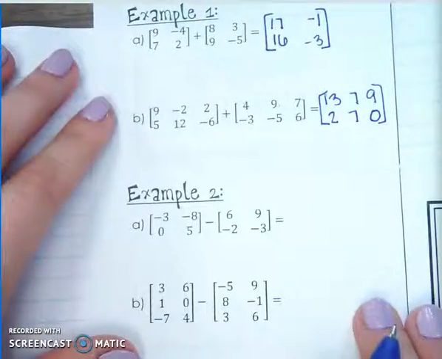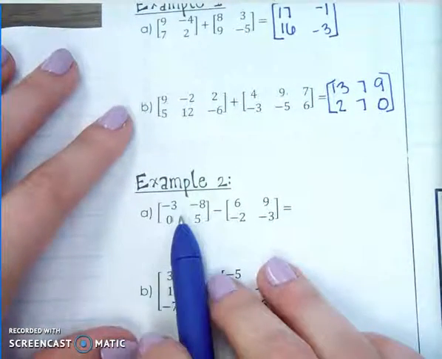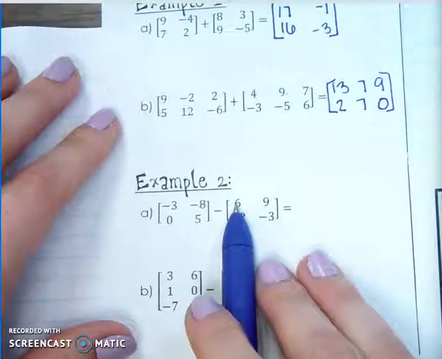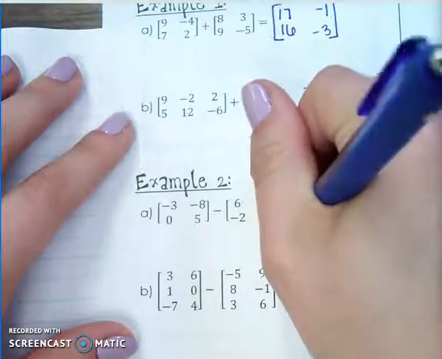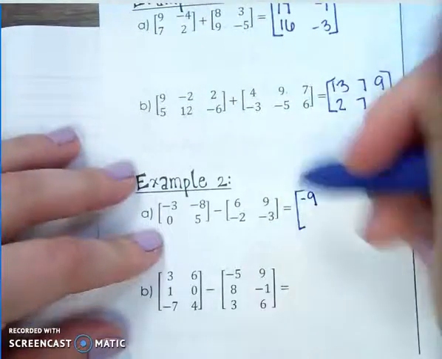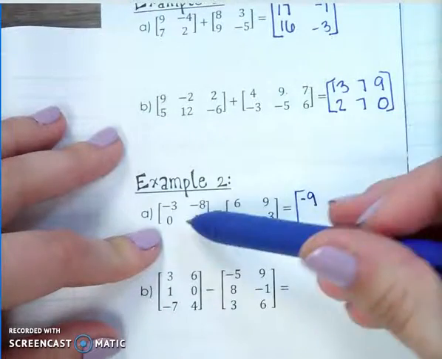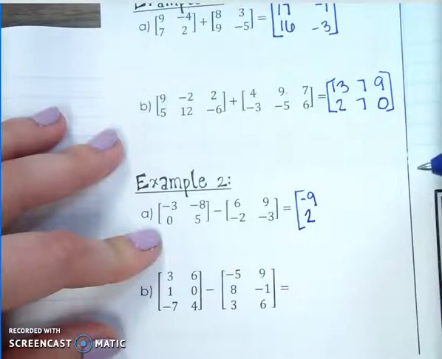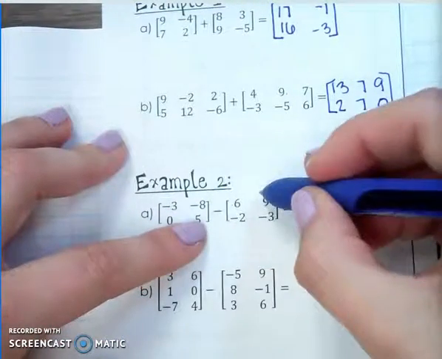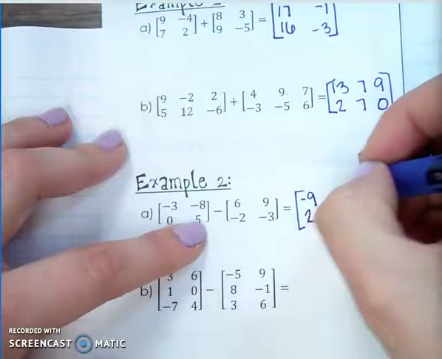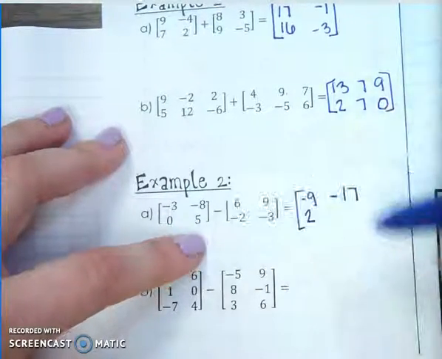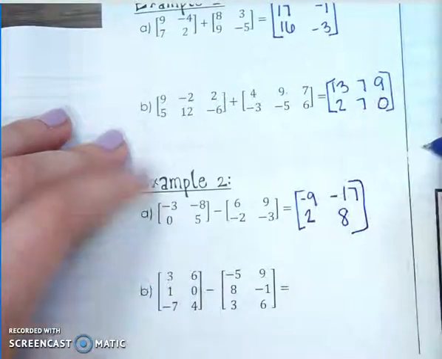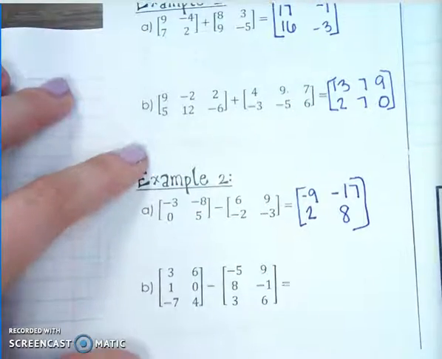So that's adding, and now here's subtracting. Same idea, but we're using subtraction now. So -3 minus 6 more is -9. 0 minus -2, so technically you could keep change, makes it a +2. -8 minus 9, -17, and 5 minus -3, keep change there, is 8. Leave it in a matrix, preferably more even than mine. Okay?